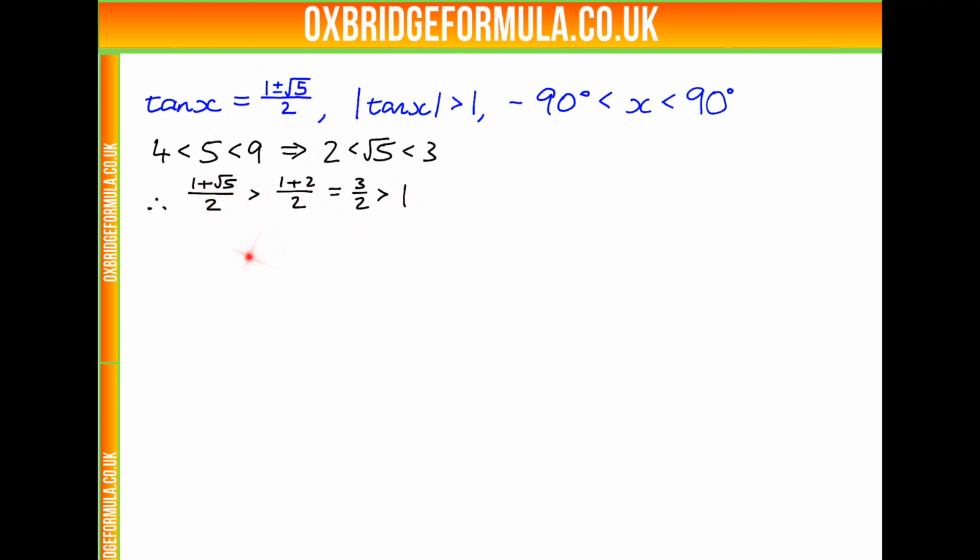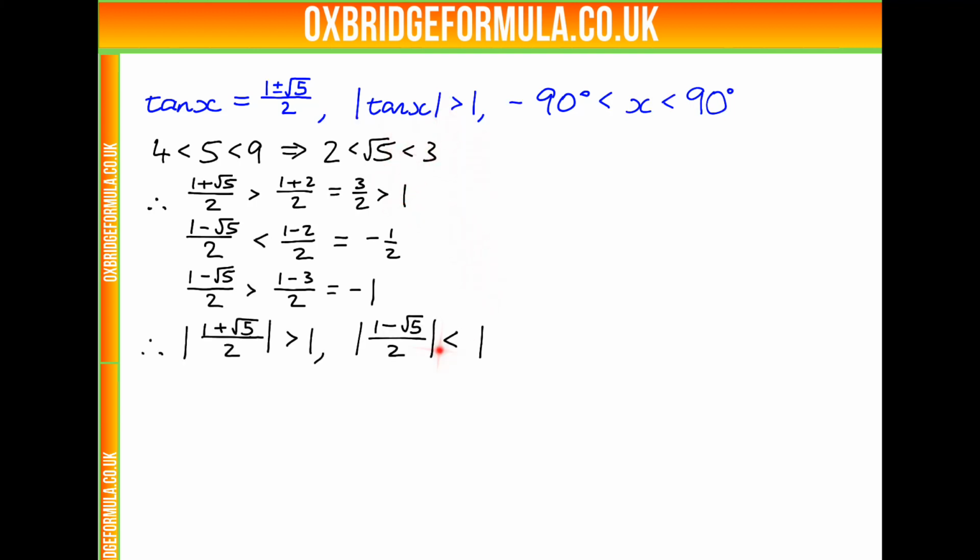But now if we look at 1 minus square root 5 over 2, we can find an upper bound for that by using 2. So that's going to be strictly less than 1 minus 2 over 2, which is equal to minus a half. But we can also find a lower bound for it, because that's going to be strictly greater than 1 minus 3 over 2, which is equal to minus 1. So we can see that 1 minus square root 5 over 2 lies somewhere between minus 1 and minus a half, and that means that its absolute value is actually less than 1.